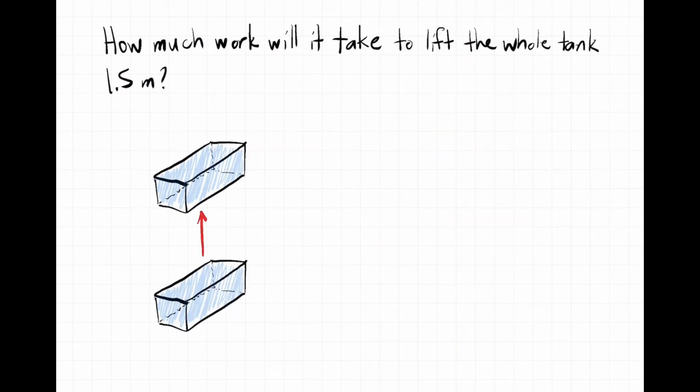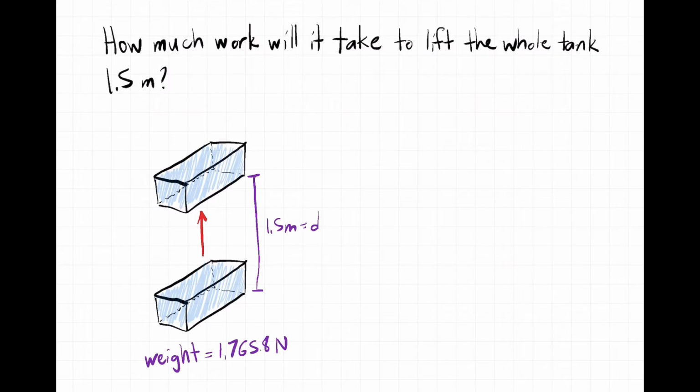Using that information, how much work will it take to lift the whole tank 1.5 meters? Well, we're going to now raise the whole tank 1.5 meters. That means that this distance from the bottom of the tank originally to the bottom of the tank in the end is 1.5 meters. That is our distance that we're moving our tank. And the weight of our tank, we determined, is 1,765.8 newtons.